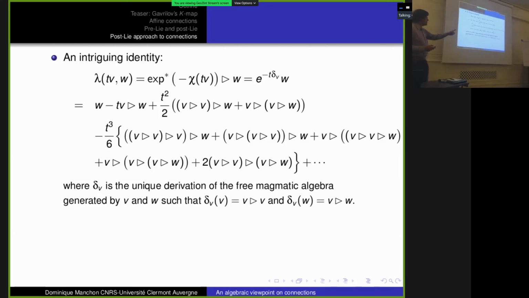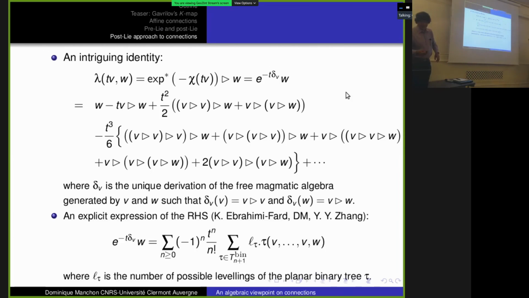And binary trees with levels are essentially in bijection with permutations. And so you have this Loday-Ronco surjection from permutations to planar binary trees. And the coefficient here, this L tau, is the number of permutations you have above a given tree, or if you prefer, the number of possible levelings of your tree.